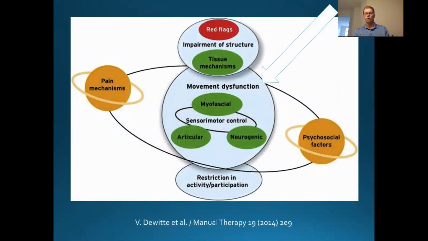Also, now we're looking at more of our bread and butter. This is the movement dysfunction piece, and we're going to look at that in relation to neurogenic pathology and articular pathology. So is the joint affected, or the nerves, the muscles, much more musculoskeletal things. That's what we enjoy to treat.